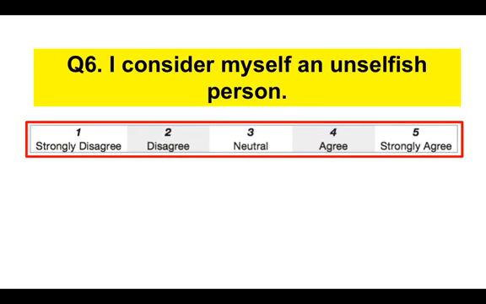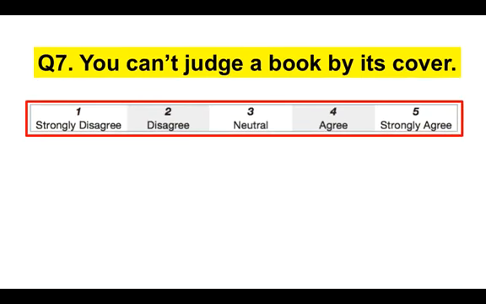Number 6, I consider myself an unselfish person. I would put strongly agree. Okay, so I am an unselfish person. I put other people first before myself. Strongly agree. Don't forget to put in the comments section below how you would answer these.